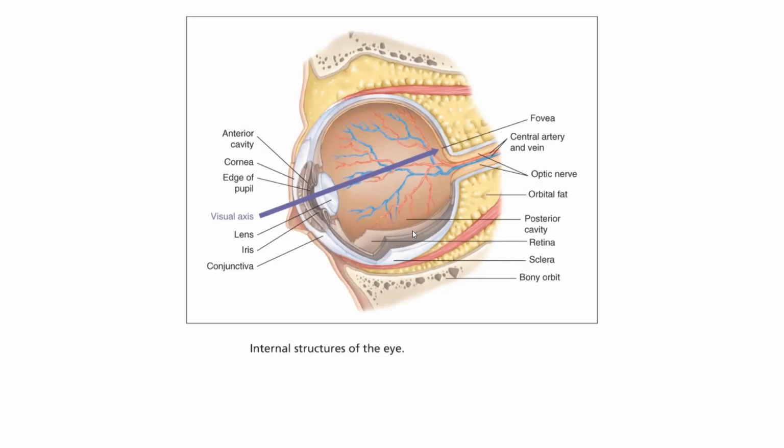Inside, where the image is being made, that is the retina. Then there is the posterior cavity and anterior cavity. So the anterior cavity contains aqueous humor and the posterior cavity contains the vitreous humor. Then we have orbital fat outside the eye. We have optic nerves over here. We have the central arteries and veins, which give the blood supply to the eye. We have a fovea centralis, which is the spot of the eye where the visual axes are made. So this is just the internal structure of the eye quickly.